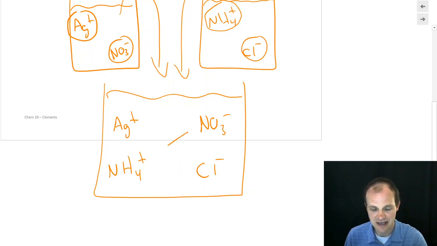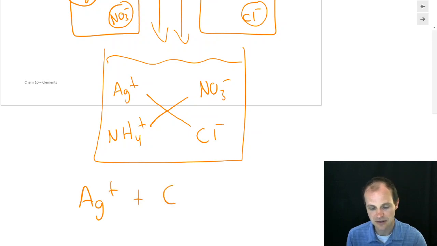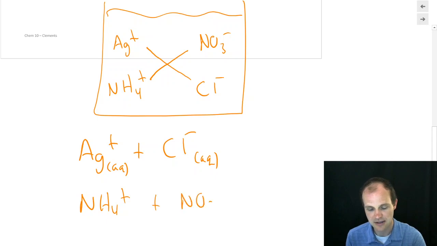The only set we haven't figured out is these cross sets. Is silver and chloride a soluble combination or not? And is ammonium and nitrate a soluble combination or not?